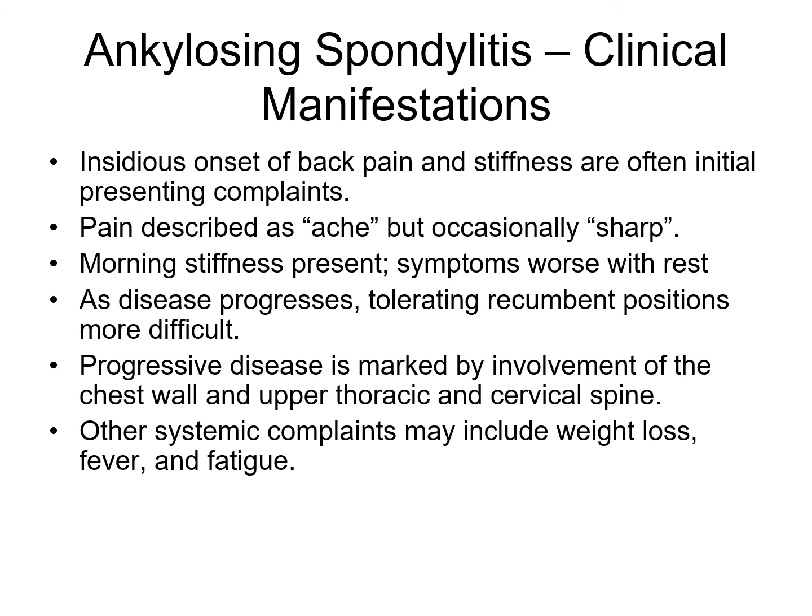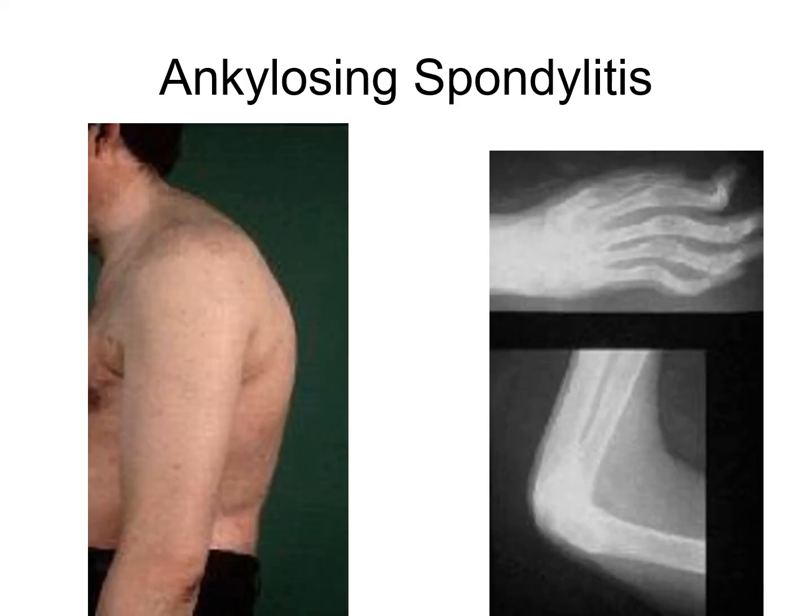The insidious onset of back pain and stiffness are often the initial complaints. The nature of the pain is described as dull, but occasionally it may be described as sharp. Stiffness in the morning is present. It may become worse with rest. As the disease progresses, tolerating recumbent positions is more difficult because of difficulty breathing. Progressive disease is marked by involvement of the chest wall and the upper thoracic and cervical spine, and other complaints may include weight loss, fever, and fatigue.